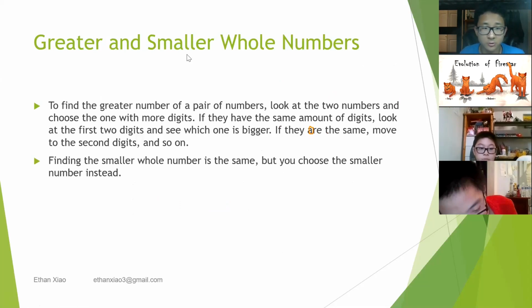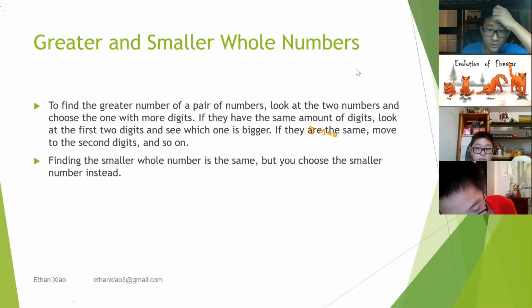So greater and smaller numbers. To find the greater number of a pair of numbers, you should look at the two numbers and choose the one with more digits. If they have the same amount of digits, look at the first digits and see which one is bigger. Then you can move on to the second digits, and then the third digits, and so on and so forth. Finding the smaller whole number is basically the same thing, but you choose the smaller number instead of the bigger number.